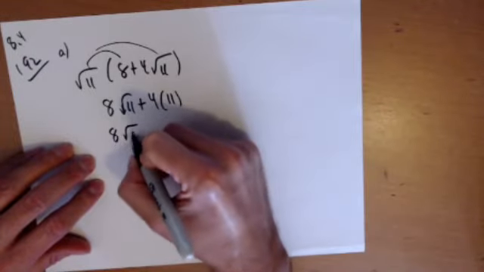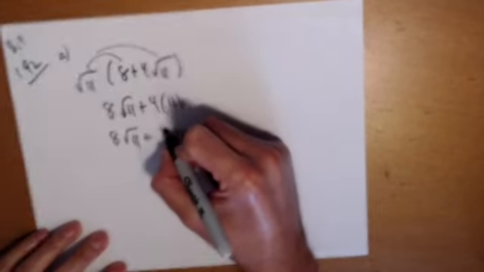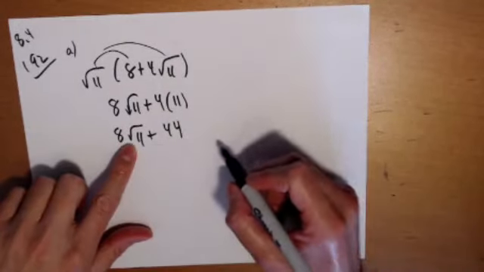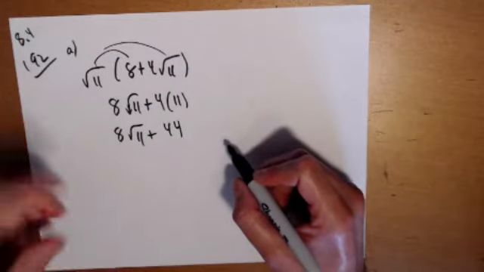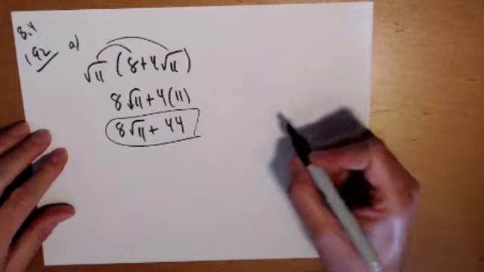So 8 rad 11, and we need some more light. Boom! Plus 44. And it's about as good as it gets, right? We got 8 of these rad 11s and then 44. They're different. It's like 8x plus 44. You can't do anything. We're done. Let's try B.